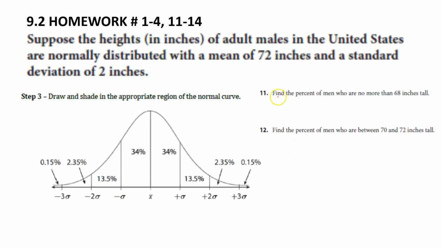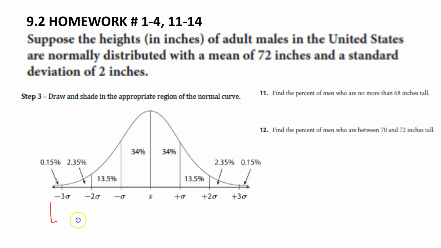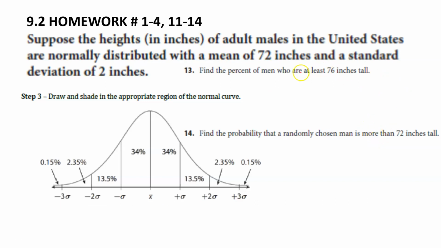And then for 11, 12, 13, and 14, again, you're going to fill in your normal distribution using the numbers that they give you for your mean and your standard deviation. And you're also finding, again, that no more than means it could be less, but no more than 68. And for 13 and 14, at least means it can be more, but it can't be less than 76.